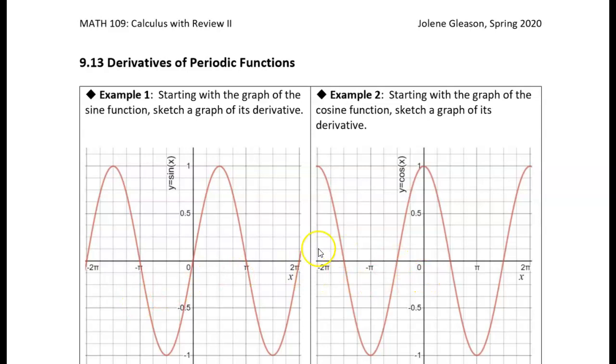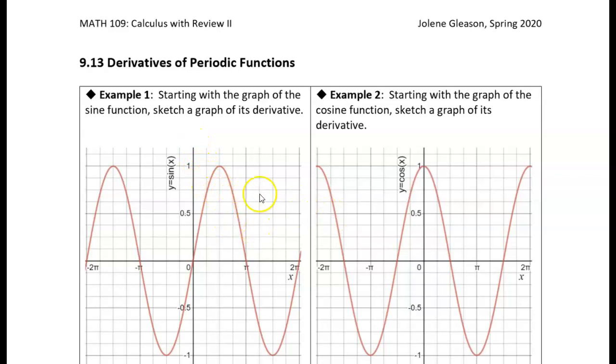So here I have the graphs of sine and cosine, and in order to get an idea of what the derivatives are, we can sketch a graph of the derivative by evaluating the slopes at any point on the function. So that's what I want to do first: we're just going to sketch a graph of the derivative, and then I'll give you the actual derivatives of sine and cosine. All right, so I'm going to start with the sine function.